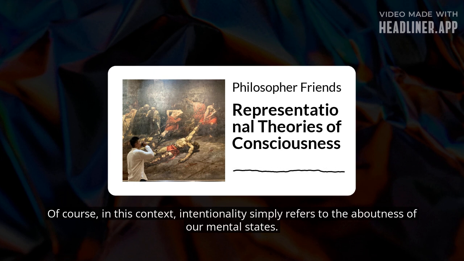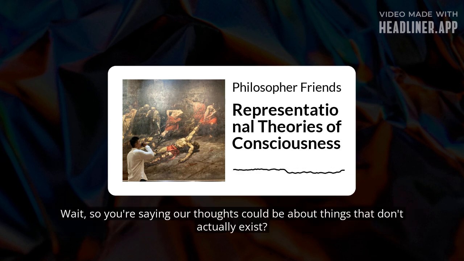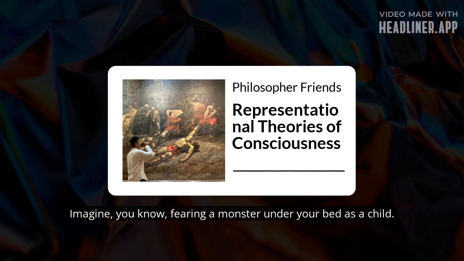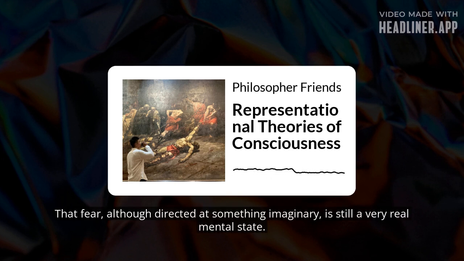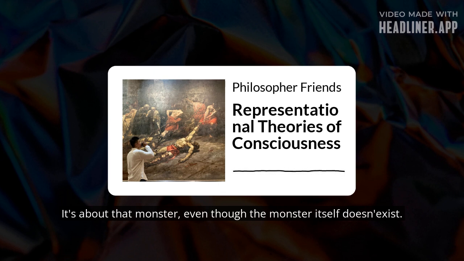Of course. In this context, intentionality simply refers to the aboutness of our mental states. It means our thoughts, our beliefs, desires, and even our perceptions are always directed towards something. They have an object, whether that object is real or not. Wait, so you're saying our thoughts could be about things that don't actually exist? Absolutely. Imagine fearing a monster under your bed as a child. That fear, although directed at something imaginary, is still a very real mental state. It has intentionality. It's about that monster, even though the monster itself doesn't exist.